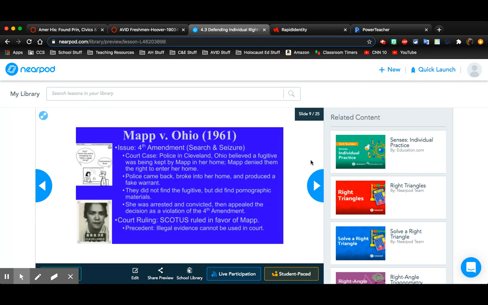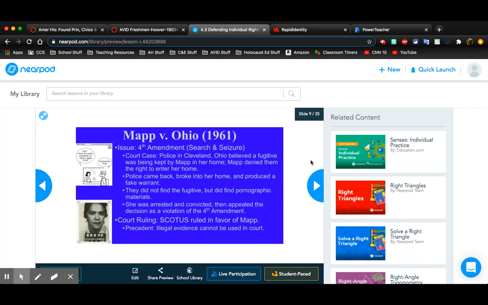All right, Mapp versus Ohio. Mapp versus Ohio is an interesting one. I'm going to try to be as professional as I can about this, but it's very interesting. And if we were in class in person, I try to make this as interesting as possible because this is one of the more crazy Supreme Court cases. But it deals with illegal searches and seizures, which is protected under the 4th Amendment.